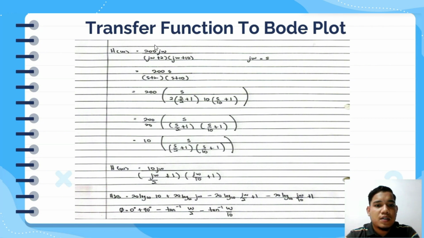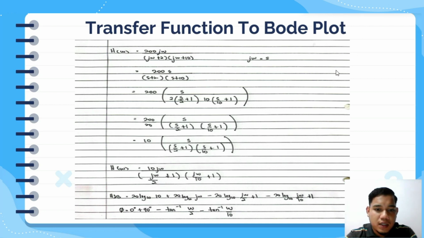We need to change from general form to standard form. H(ω) equals 100jω divided by (jω + 2)(jω + 10) is the general form. The standard form is 100s divided by (s + 2)(s + 10). How to convert? Firstly, jω equals s, so all jω need to change to s. That is the first step. The second step is to factorize.